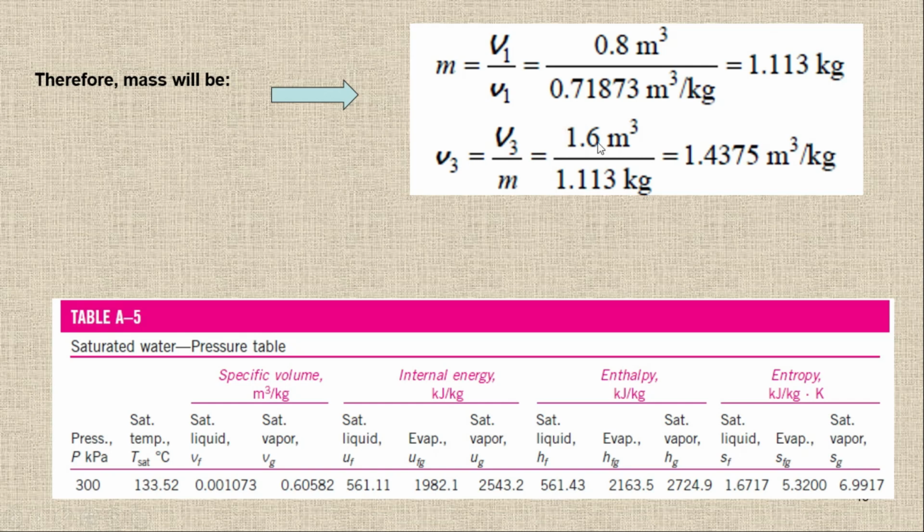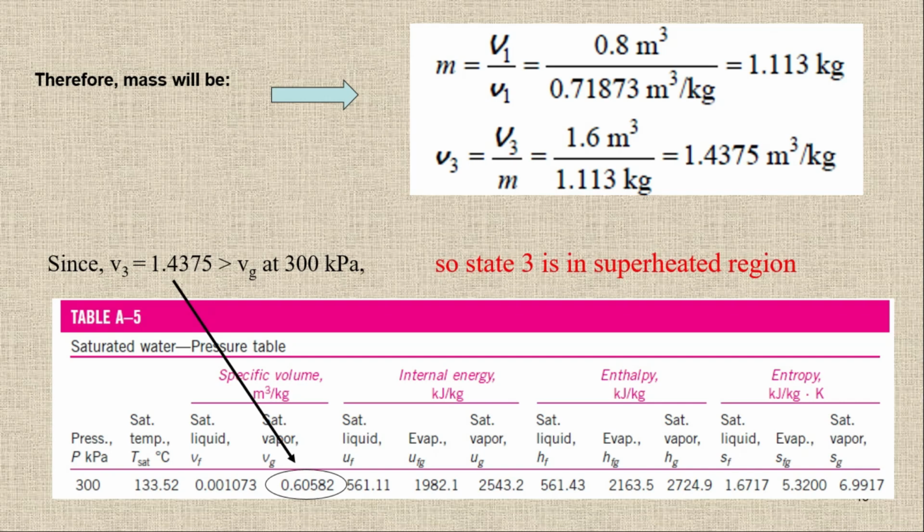So we have V3 divided by M3, which is equal to M1 as well. So we are getting V3 upon M3, and we will get this specific volume, which is equal to 1.4375. So you can see this volume is more than this one. The V3 is more than Vg. That's why the state number 2 is in superheated state.